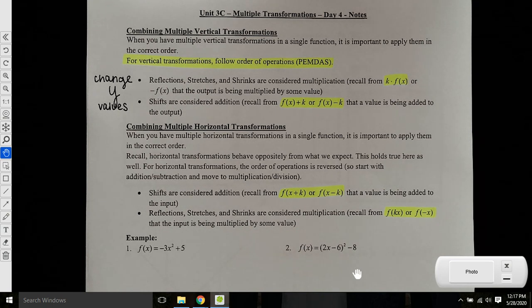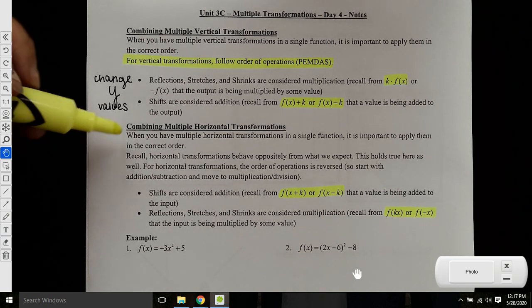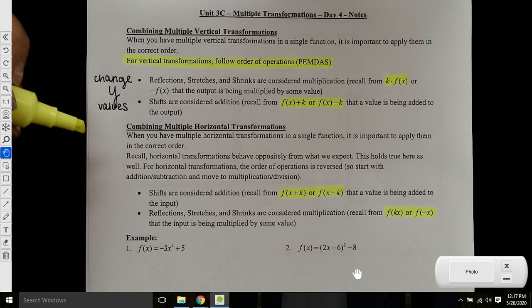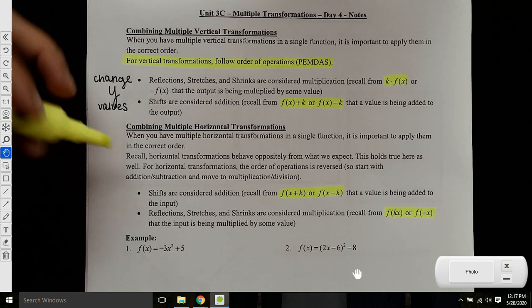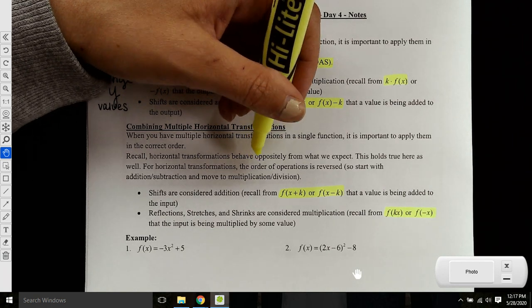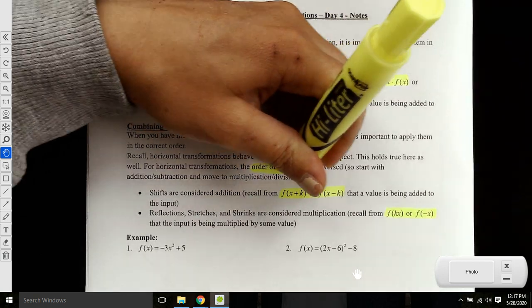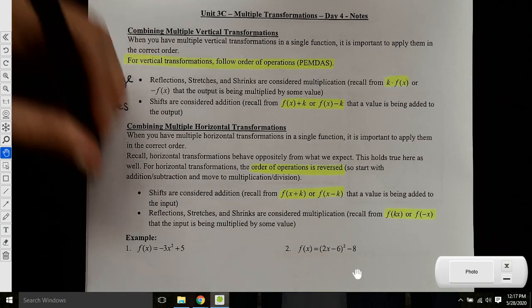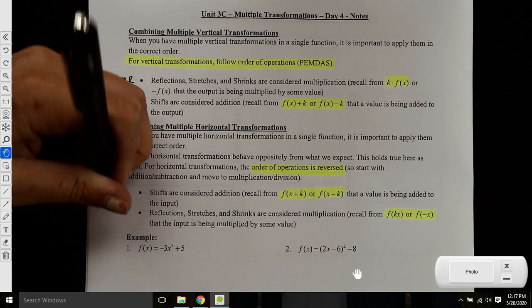So for this reason, when you combine multiple horizontal transformations, you have to apply them in order. And because they happen opposite of what we expect, this holds true for the order as well. So the order of operations is reversed. So we're going to start with addition and subtraction and move to multiplication and division second. So keep in mind, horizontal transformations change the x values.